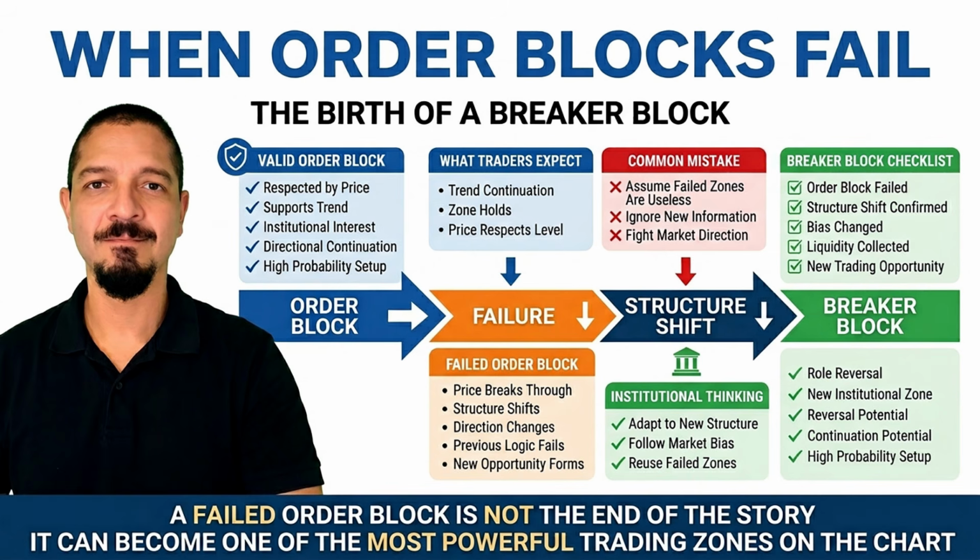Now, there is one important question we still need to answer. What happens when an order block fails? Throughout this lesson, we focused on situations where price respects the order block and continues moving in the expected direction. However, the market does not always behave that way. Sometimes, price breaks directly through the order block, shifts market structure, and completely changes its directional bias.